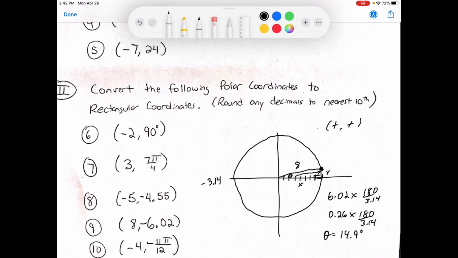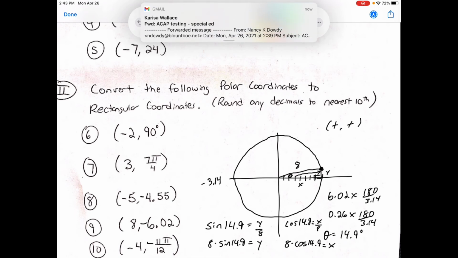All right, so let's figure out the opposite side, or the y. And so what we can do is sine 14.9 degrees equals y over 8. So 8 times sine 14.9 will give you your y value. And you'll use cosine to find x. Cosine 14.9 equals x over 8. So 8 times cosine 14.9 will be your x value.